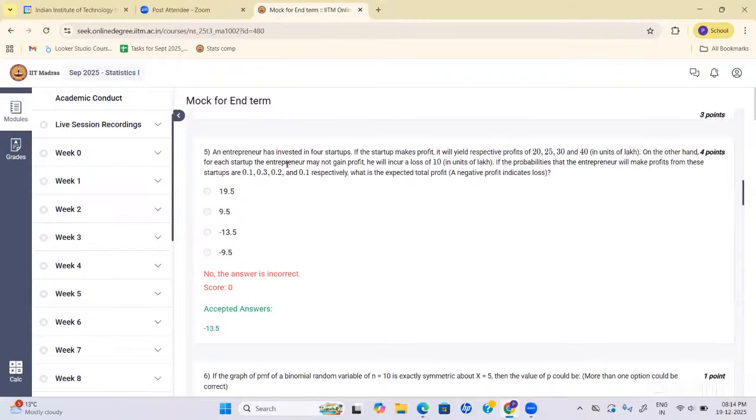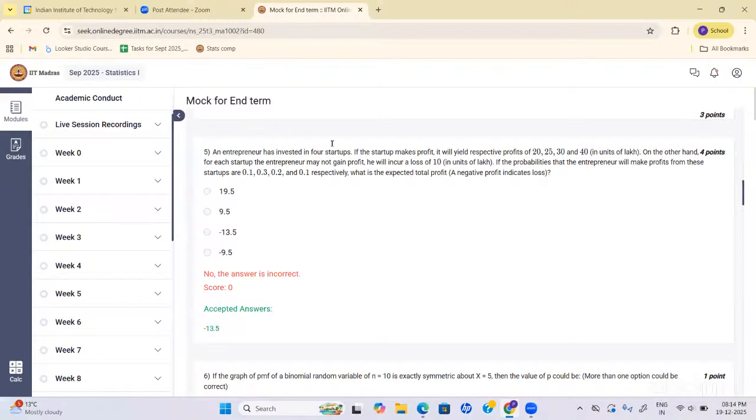So an entrepreneur has invested in 4 startups. If a startup makes profit, it will yield respective profits of 20, 25, 30, and 40 in units of lakh. On the other hand, for each startup, the entrepreneur may not get profit and will incur a loss of 10 lakh. If the probabilities that the entrepreneur will make profits from these startups are these, respectively, what is the expected total profit? A negative profit indicates loss.